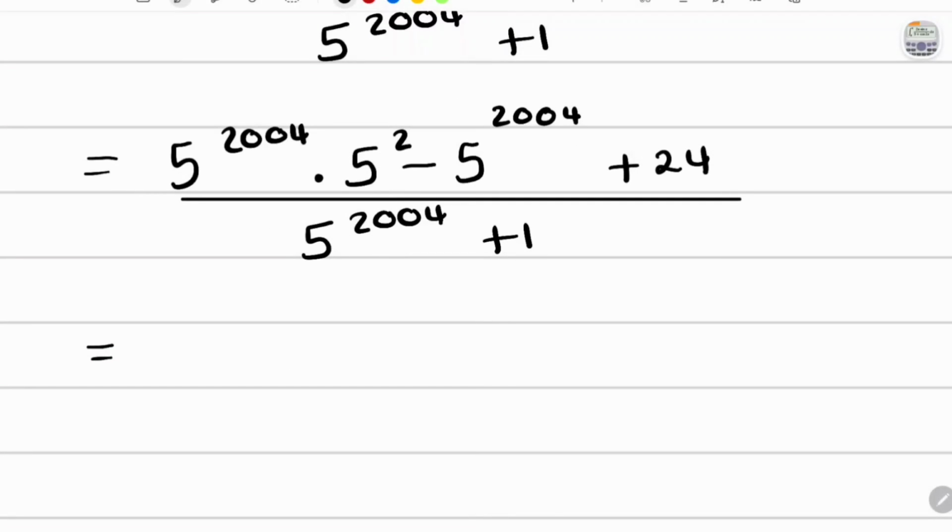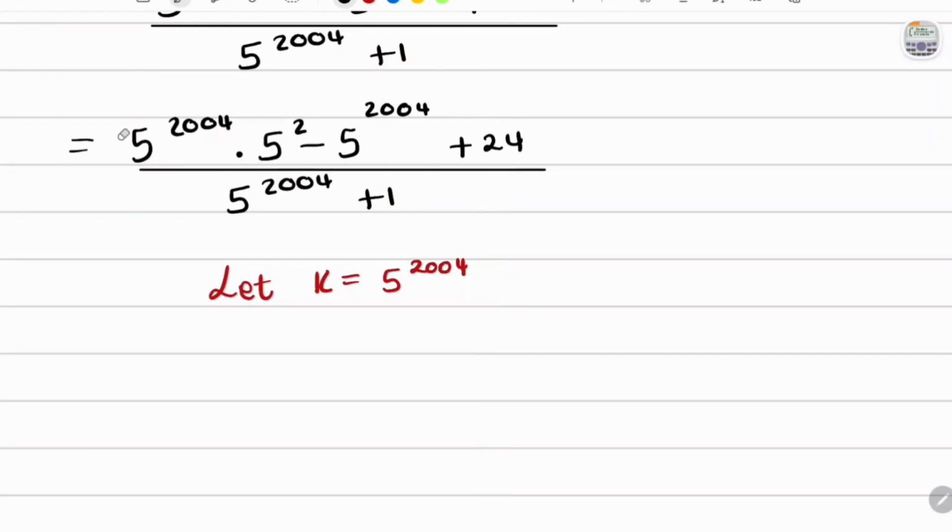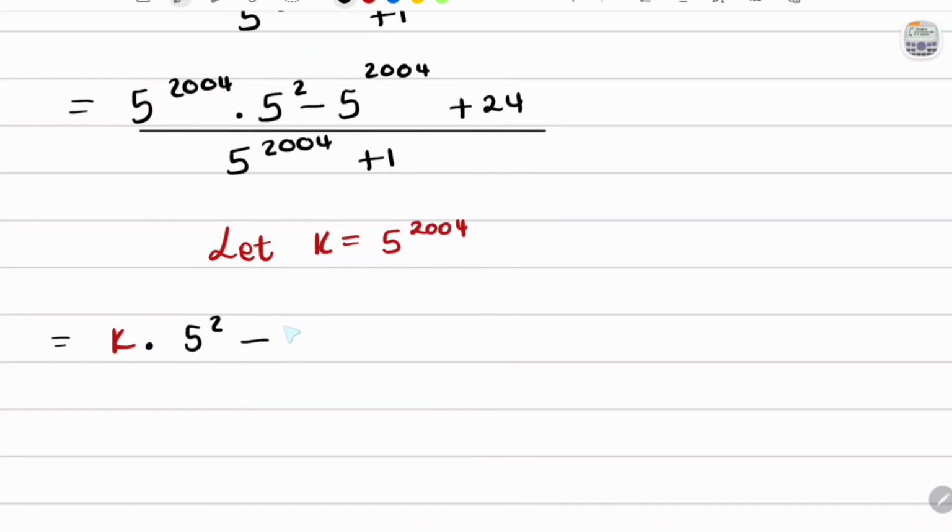Okay, so now that the 2004s are separated, because they were being repeated, this is what I'm going to do, just to make this simpler. I'm going to say let k be equal to 5 to the power of 2004. So every time I see that, I'm going to replace it with k. First I see 5 to the power of 2004, I replace that with k, and it's being multiplied by 5 squared. Then we have minus 5 to the power of 2004. We replace that with k. And we have plus 24 all over 5 to the power of 2004, which is k, plus 1.